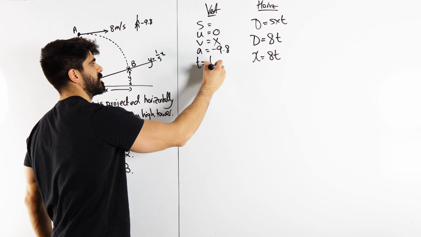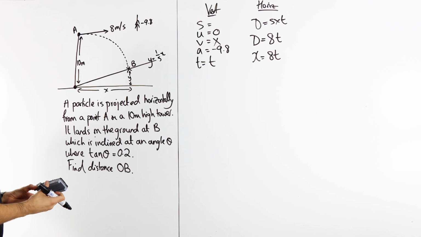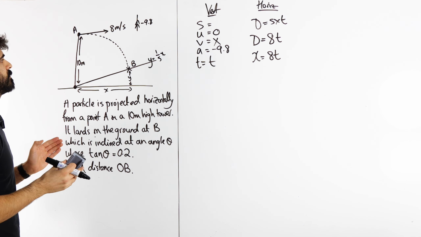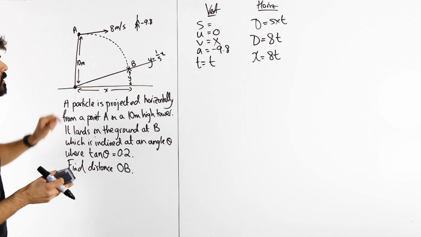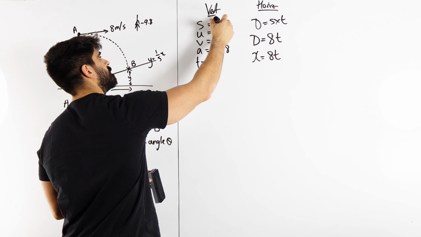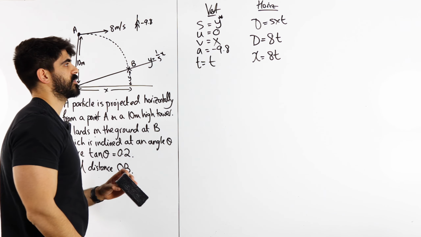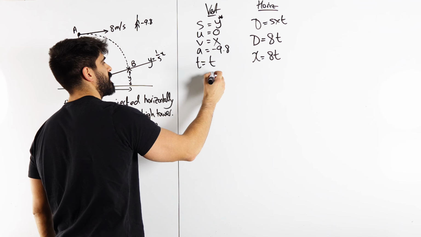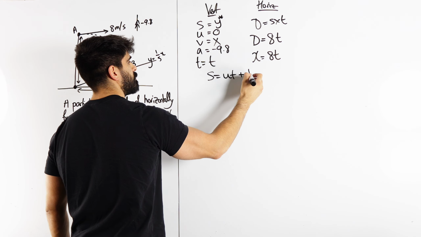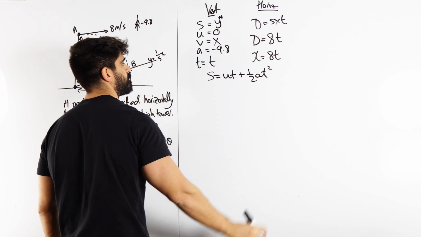Here we have it in terms of t. x is 8t. Now for y, it's a little bit different. Because it's relative to here, when I write this y, I'm going to put an asterisk because it's not actually the case. What links s, u, a, and t is s equals ut plus half at squared, right?